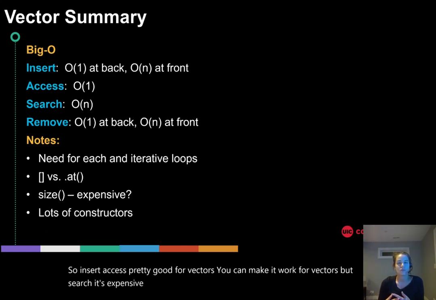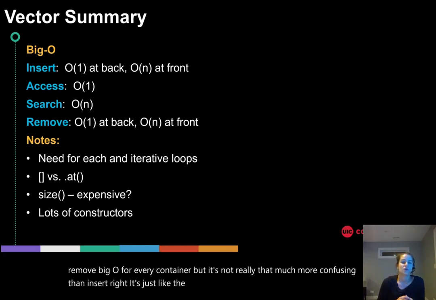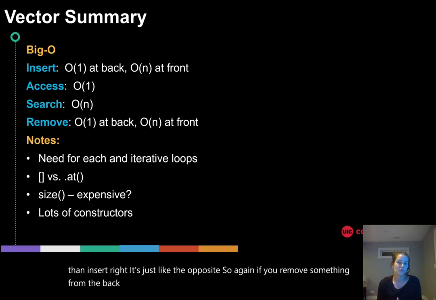We didn't talk about remove. I'm going to show the remove big O for every container, but it's not really that much more confusing than insert, right? It's just like the opposite. If you remove something from the back, it's easy. If you remove something from the front, it's an O(n) removal, right? Because you have to shift everything.